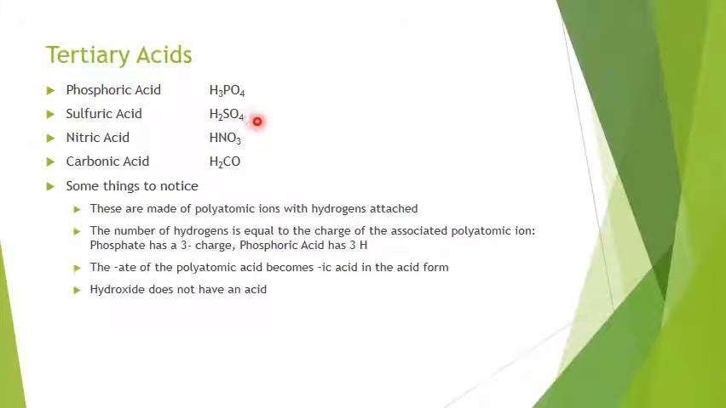Sulfate, SO4 2 minus, gives me H2SO4, sulfuric acid. Nitrate, NO3 minus, gives me HNO3, nitric acid. And CO3 2 minus gives me carbonic acid. Again, things to notice, these are made of polyatomic ions with hydrogens attached. Number of hydrogens equal to the charge of the polyatomic ion. The ate becomes ic acid. And hydroxide, we don't give it an acid. It technically can, but we're not going to give it one.